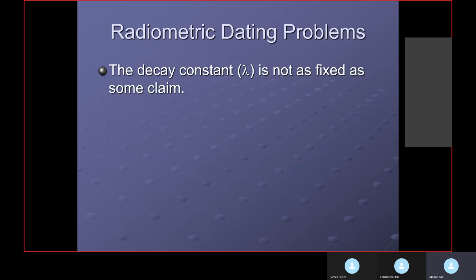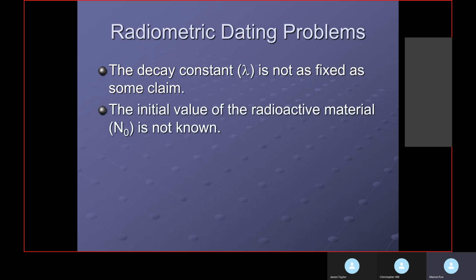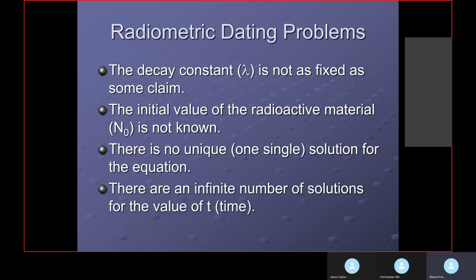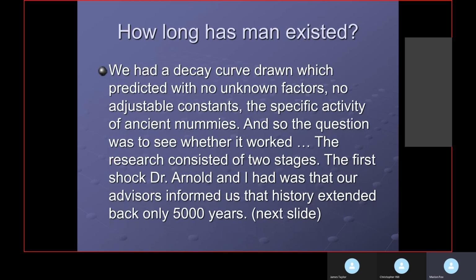Now, the decay constant lambda is not as fixed as some claim. We've already shown that in the prior lessons. The initial value of radioactive material is not known. It's assumed. So there is no unique, meaning one of a kind or one single, solution for the equation. There are an infinite number of solutions. If you assume different values of N sub o, you get a different value of time. There are an infinite number of solutions for the value of time by assuming all different values of N sub o, even assuming that lambda is constant and fixed. So we have a problem. There's no way they can draw an absolute conclusion and be certain they're right.